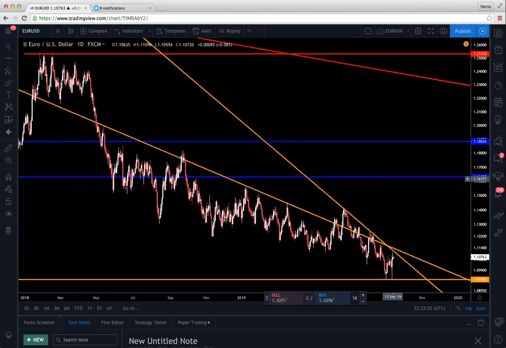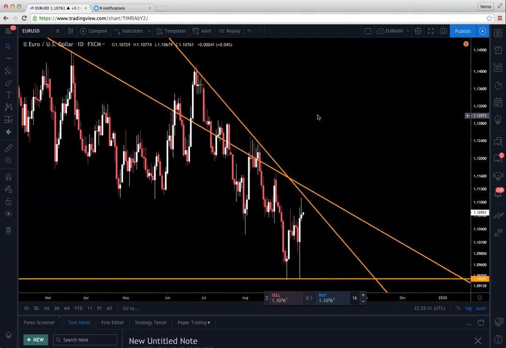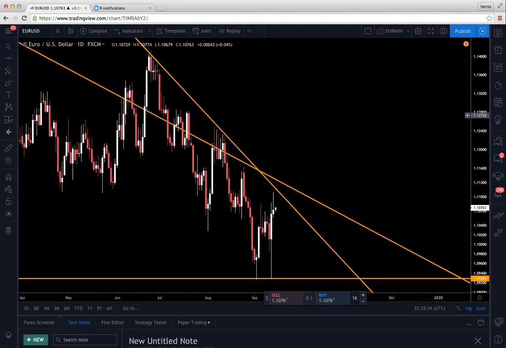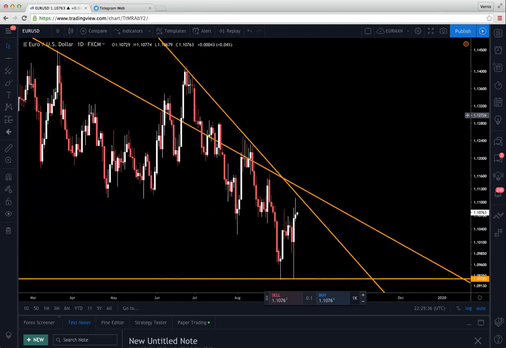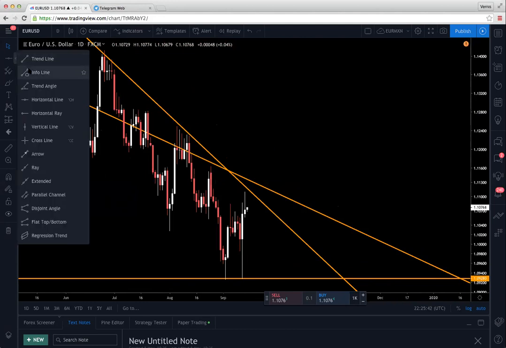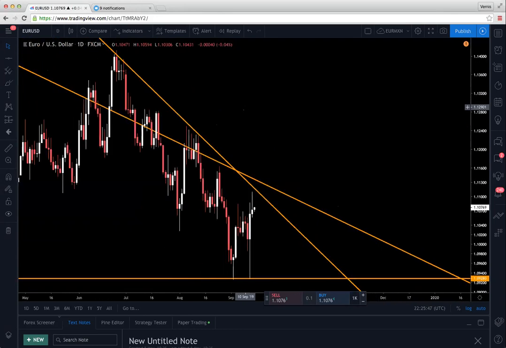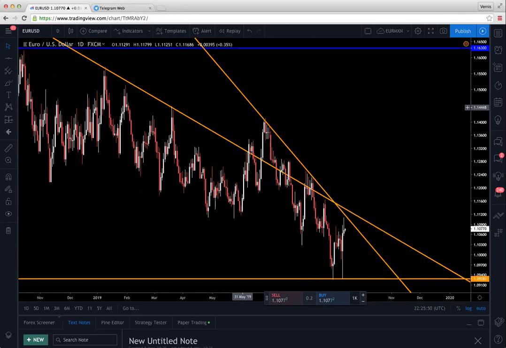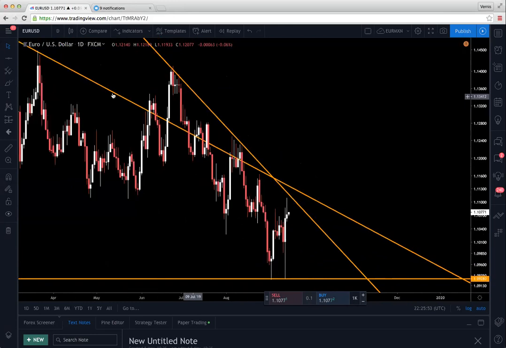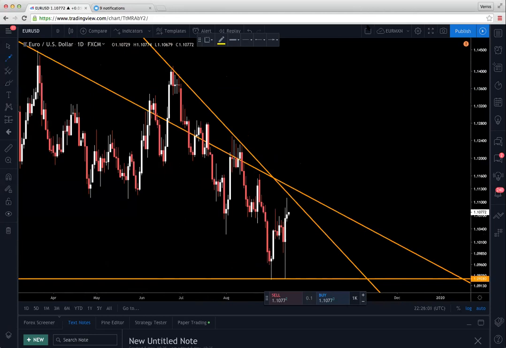So what am I looking for? Can anybody tell me what I'm looking for on the downtrend? Let's say I'm trading with the trend, right? What am I looking to do? Can anybody tell me? Am I looking to buy or am I looking to sell if I'm trading with this downtrend? Really simple. There you go. That's exactly correct.